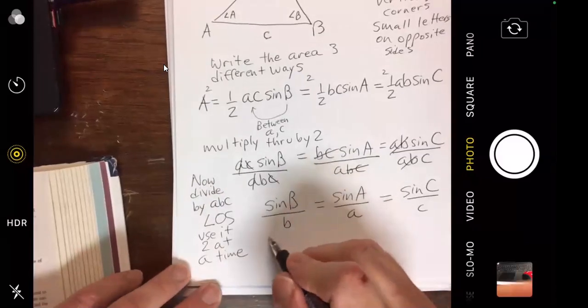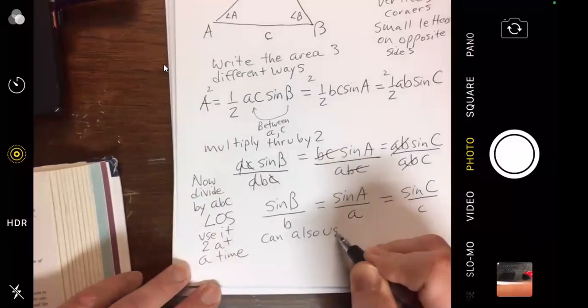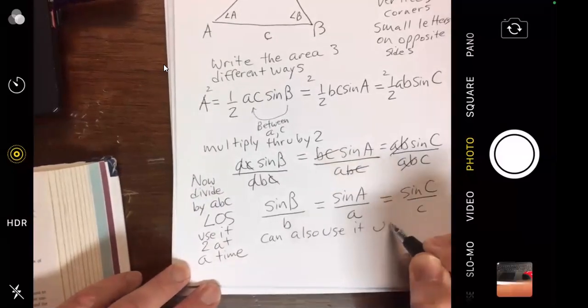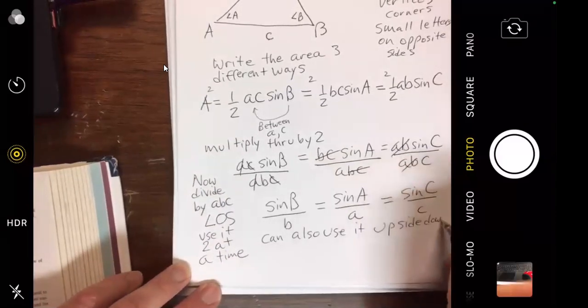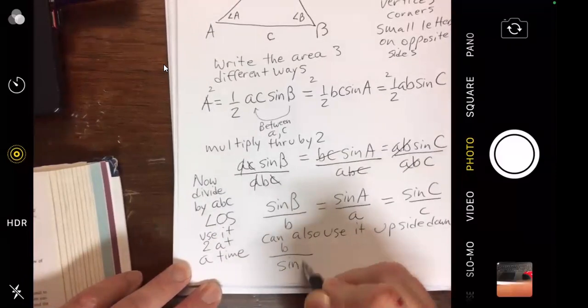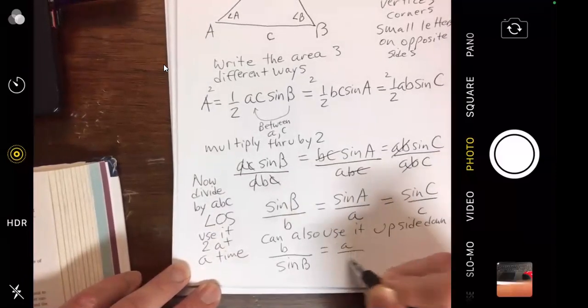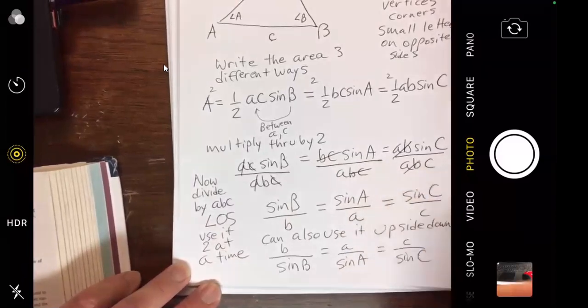You can also use it upside down. Little b over sine big B, little a over sine big A, little c over sine big C.